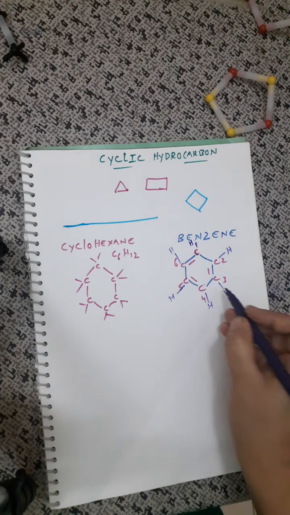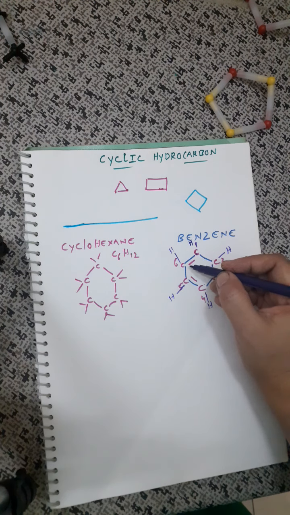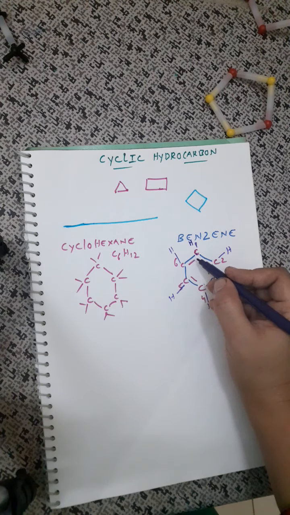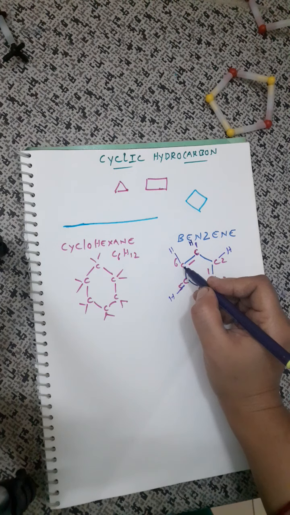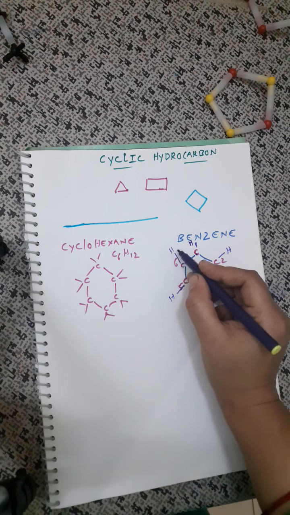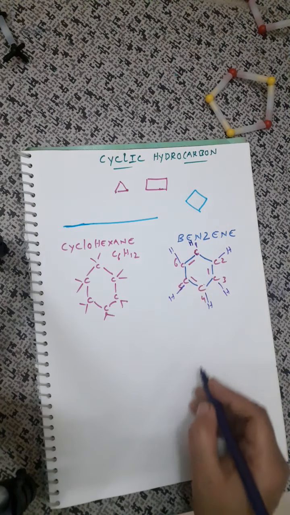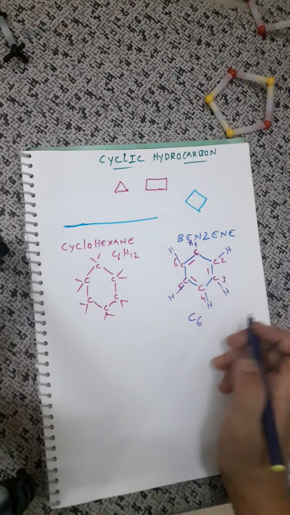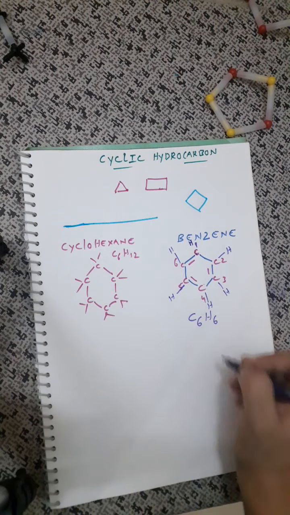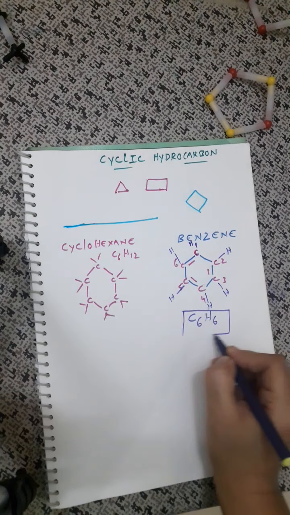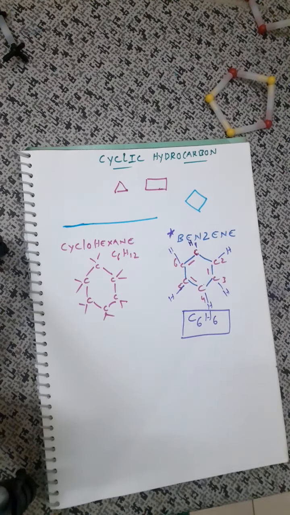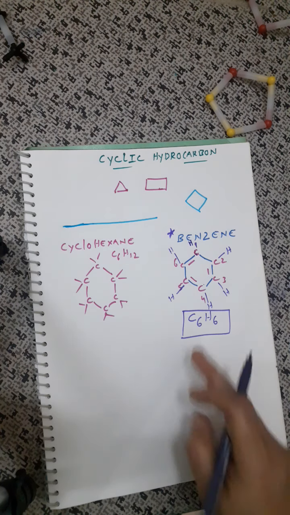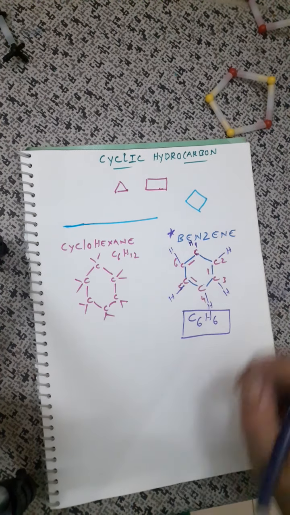So, therefore, 3 electrons are shared between the carbons, and the one electron left with each carbon will be shared with hydrogen. Now what would be the formula? C6. And how many hydrogens? H6. So the formula of benzene is what? C6H6.